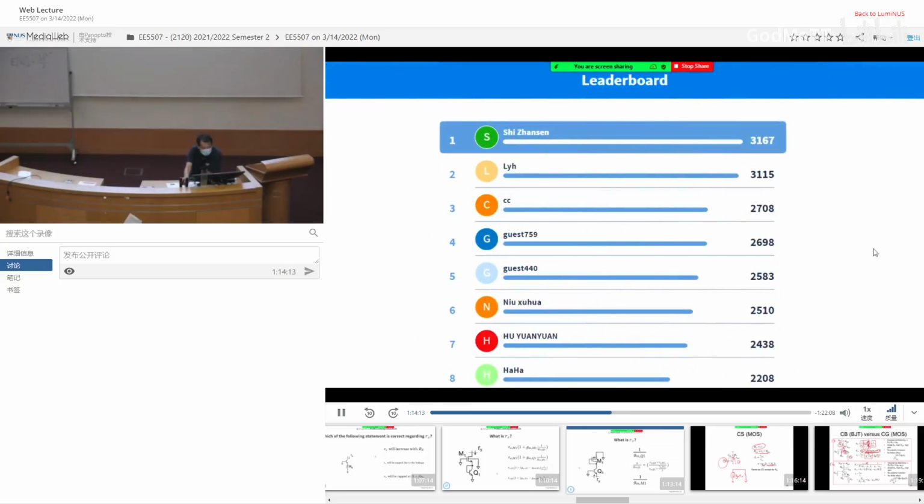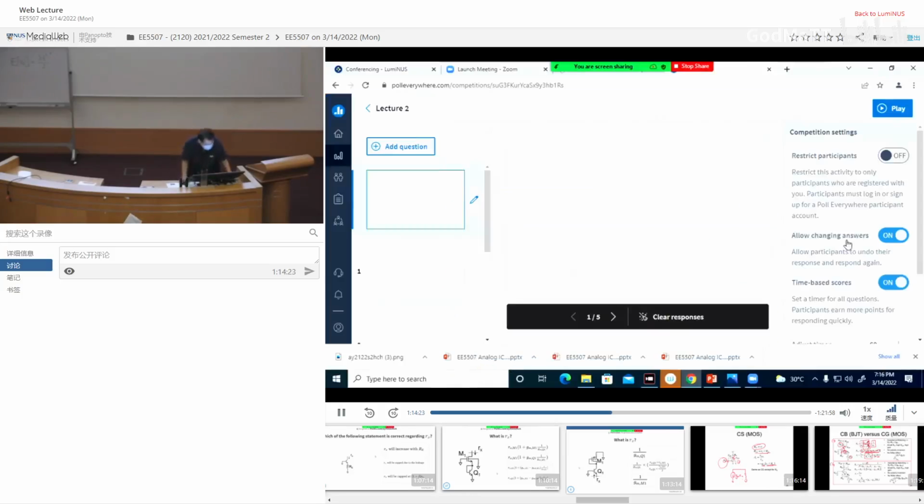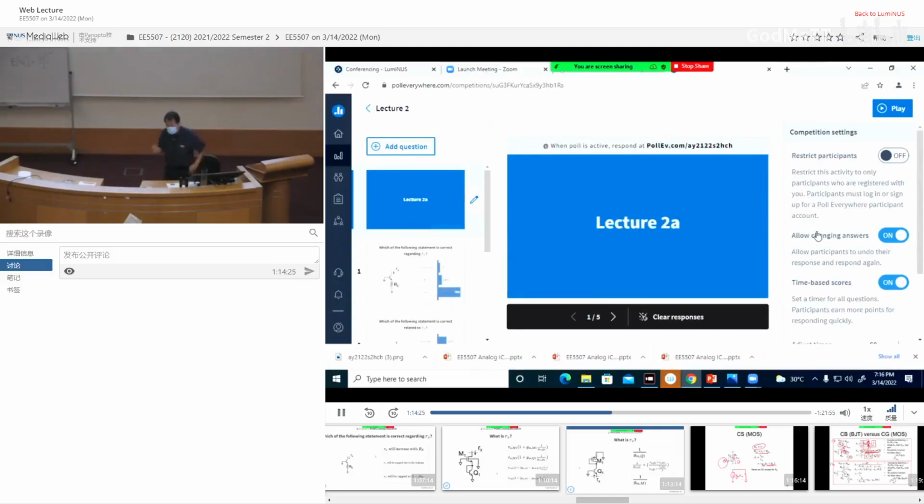Wow, finally we have 1%. It's no longer called guess 759. Okay, I guess that's it for this. I have another one we are going to try at the end of the session. But let's continue.